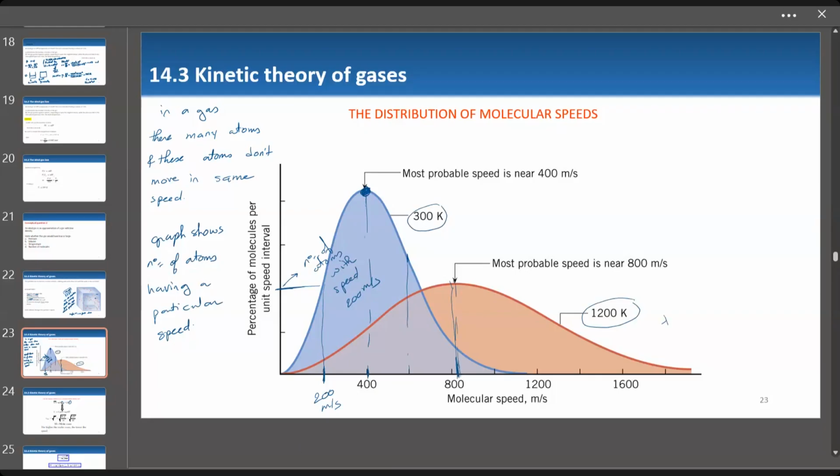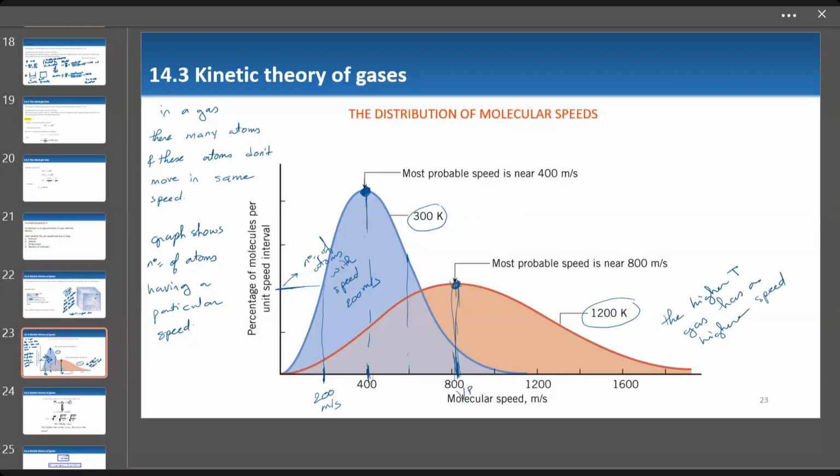The higher temperature gas has a higher, well, most probable speed actually. So the most probable speed was 400 here, it became 800 here. So we have a higher speed for the peak, basically. The peak is basically the most probable speed. We define this as the most probable speed.